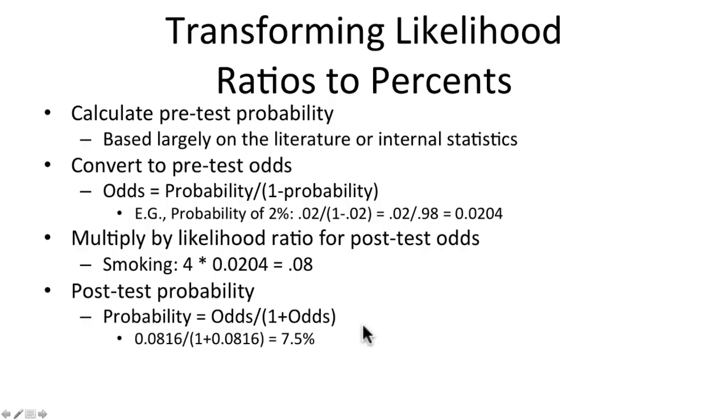What does that look like? Literature says a 2% chance of having schizophrenia. You take that probability divided by 1 minus probability, you do the math, you get 0.0204. Multiply that by 4, which if you recall, was what you would get if you used the 80% sensitivity and 80% specificity. You get 0.0816. Then 0.0816 divided by 1 plus 0.0816 equals 7.5%, which should sound familiar because that's what we got when we looked at the matrix from before.